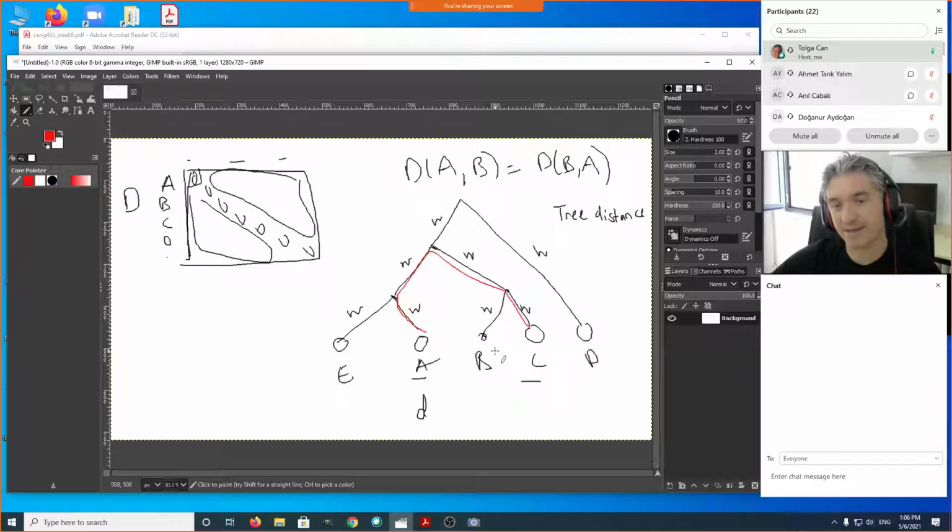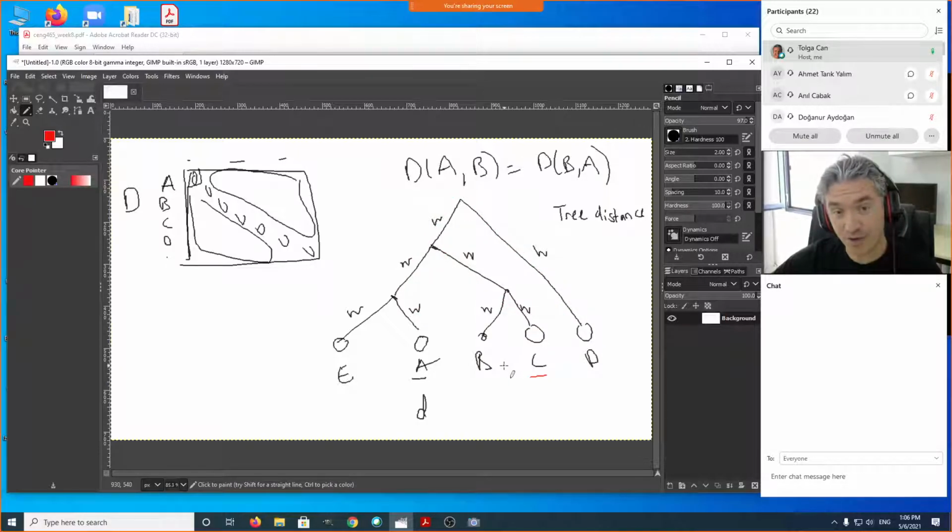A simple path is a path in which you don't go over the same edge over and over again. For example, somebody could have said that the distance between A and C is this: I go here and come back. So this is also a path from A to C, right? A path from A to C, but this is not a simple path because the same edge is used twice. So it's not a simple path.